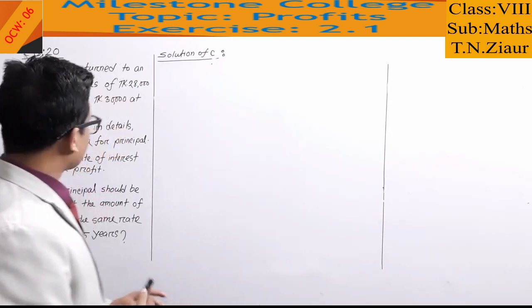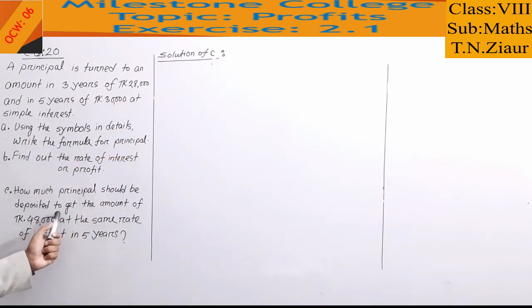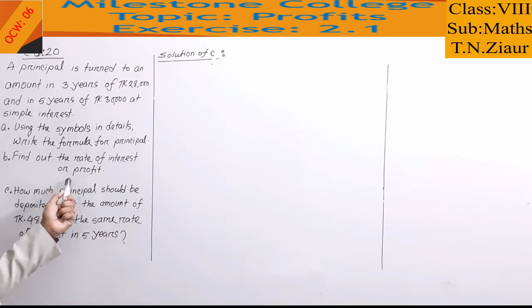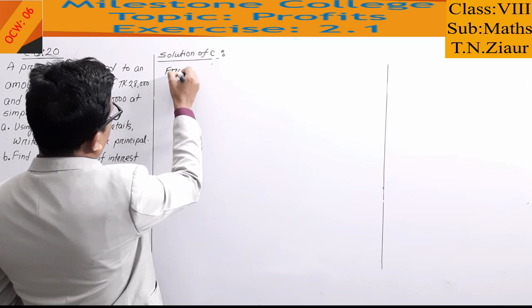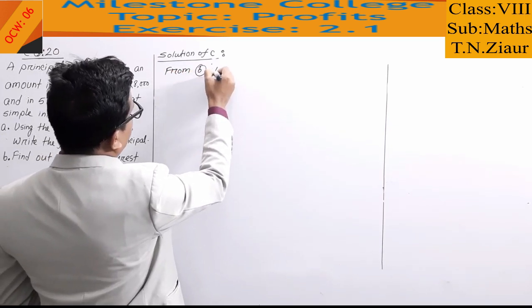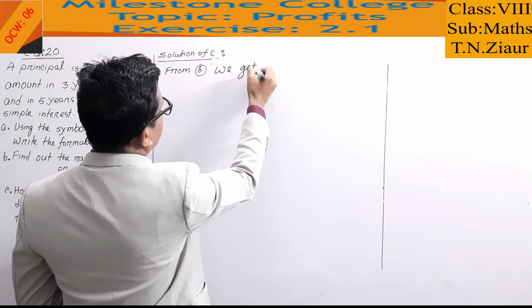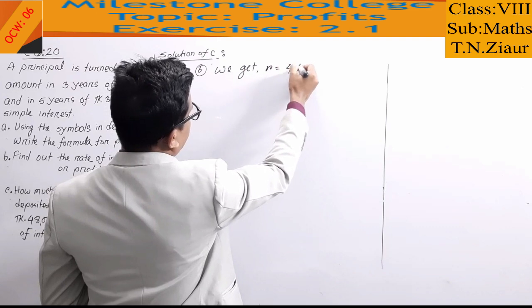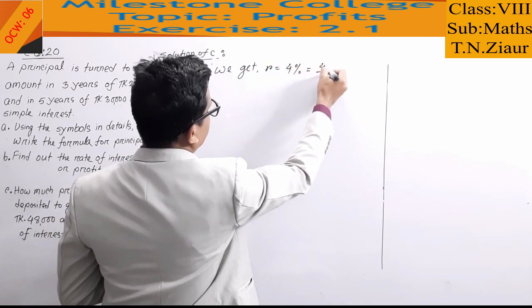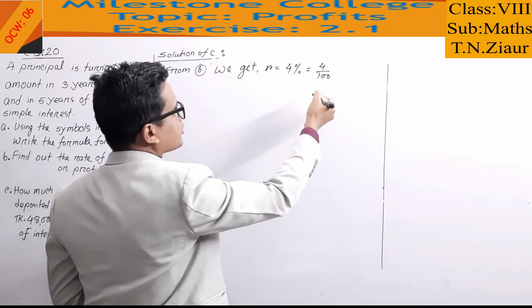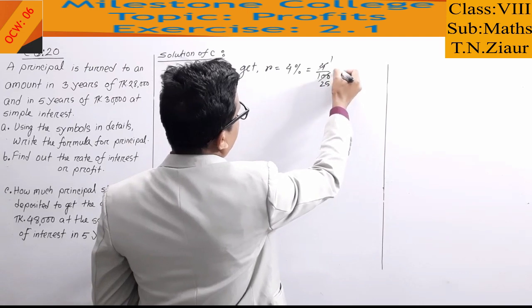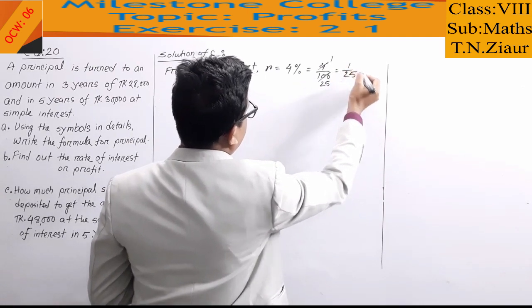My dear student, now we have to solve C number. How much principal should be deposited to get the amount of 48,000 at the same rate of interest in 5 years? At the same rate, that means in B number. So from B we get the rate, we know R is equal to 4%. 4% means 4 by 100. We can make it lower: 4 1s are 4, 4 25s are 100, so we can write 1 by 25.